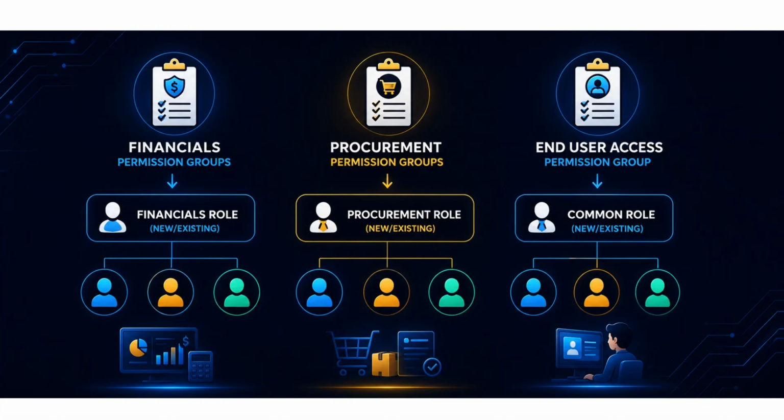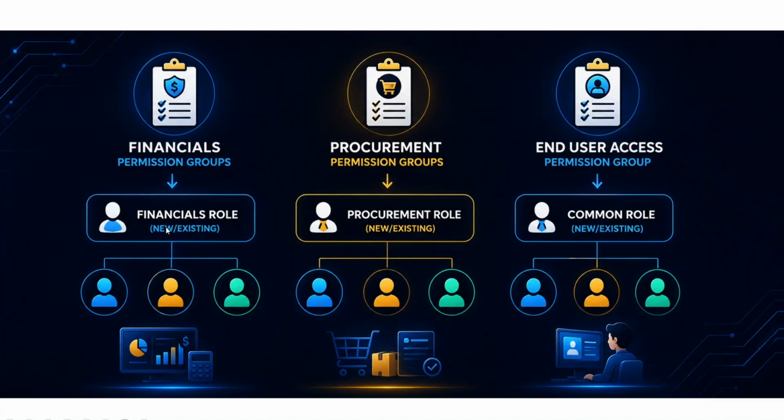Many people think that permission groups and roles are the same thing, but they are different. Okay, so let's start with permission groups. Permission groups define what the user can access. For example, financial, HCM, and procurement each have their own permission groups. There are also common permission groups that can be used by different modules.